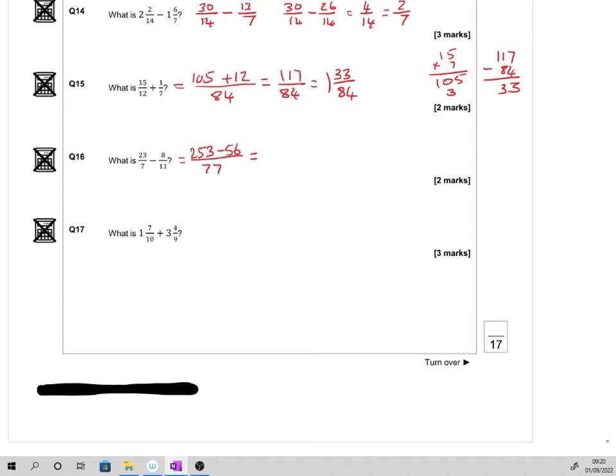Down to 197 over 77. So 77 plus 77 is 154. Not going to get another 77 in there. So that's going to equal 2 and 43 over 77.